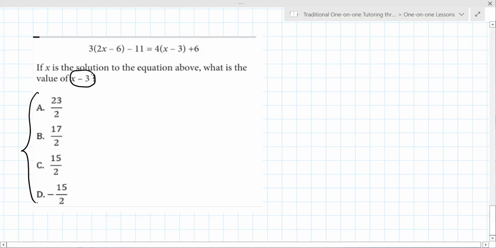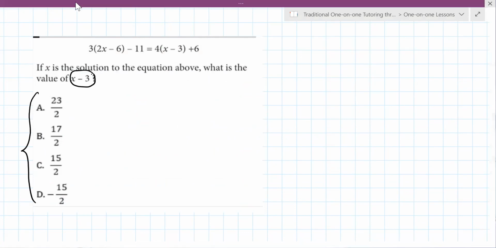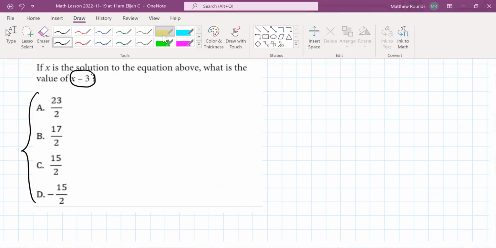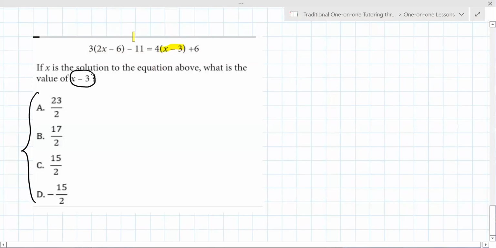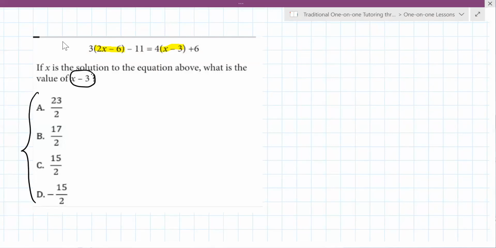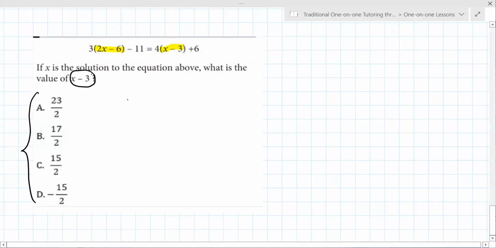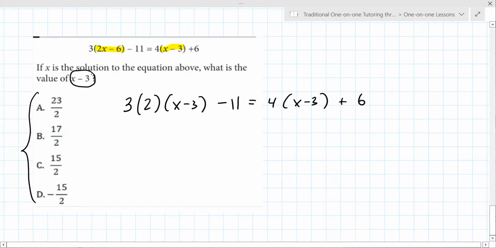So this one looks really bad. But notice there's an x minus 3 up here on the right side. And this other thing that I'm highlighting, do you see that there's an x minus 3 in there? You just got to divide it by 2. So if you actually factor out a 2, you get x minus 3 minus 11 equals 4, x minus 3 plus 6. So this is 6x minus 3 minus 11 equals 4x minus 3 plus 6.